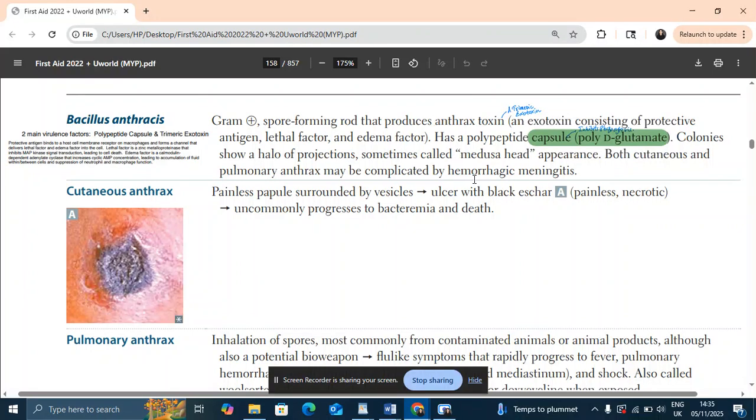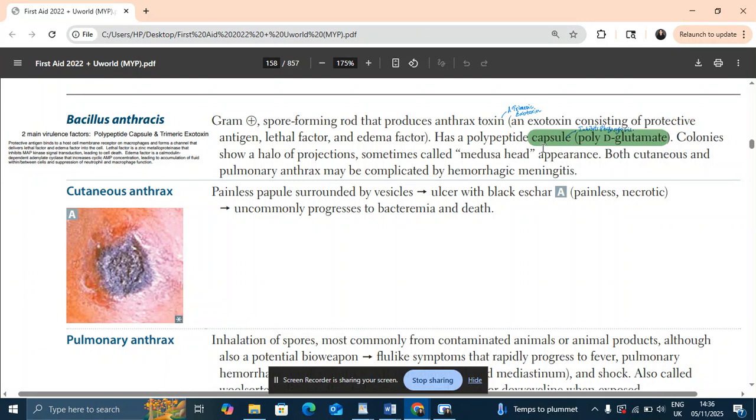Then another virulence factor is the polypeptide capsule, which is made up of poly-D-glutamate. Usually the composition of a capsule is polysaccharide, but this one is made up of polypeptide, poly-D-glutamate. Very high yield point for Step 1. So these two virulence factors you should remember.